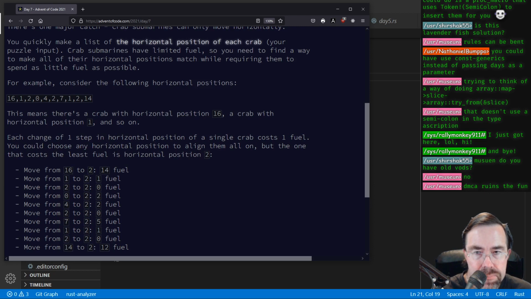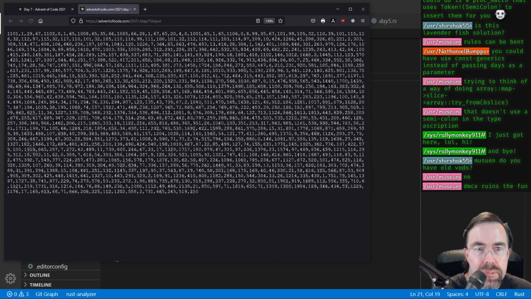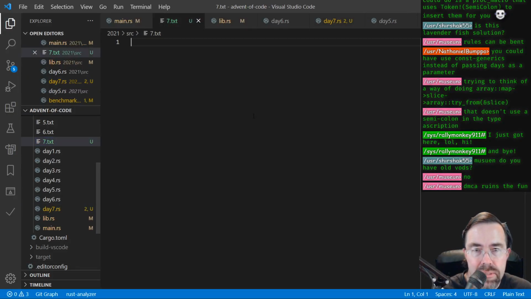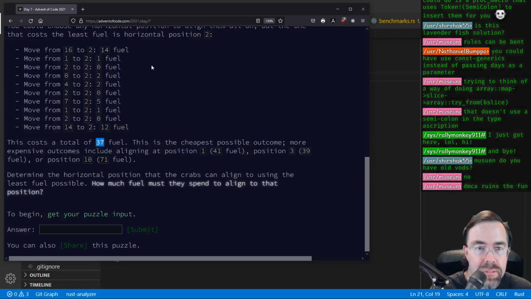So, how many positions are there? I guess if we look at our puzzle input, we'll find out. Get our puzzle input. Okay, quite a few. They're in the thousands. Good to know. Let's grab our puzzle input, paste it into 7.txt.